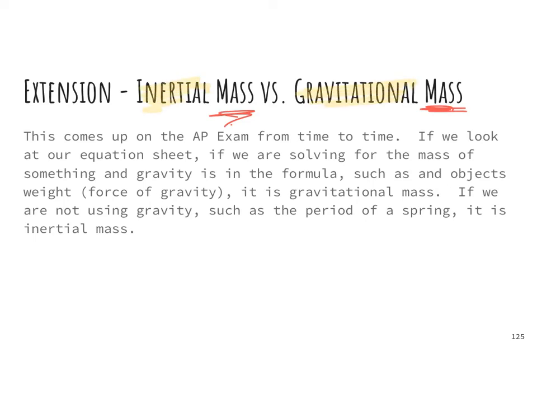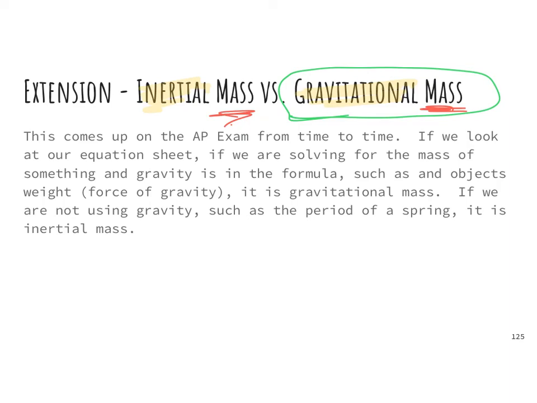And essentially all this means, if we take a look at our AP equation sheet, anytime that we have mass in a problem or in a formula, such as looking at the weight, right? So if I know the scale reading of an object, like a spring scale or a scale that I'm standing on, then a spring scale pulling down, then I know that this is a type of gravitational mass because it depends on free fall acceleration.